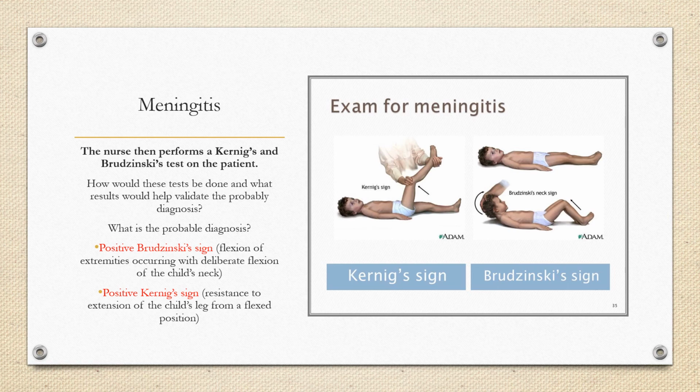A positive Brudzinski sign is when you flex the extremities, the neck immediately will flex in reaction to that. Positive Kernig's sign is a resistance to the extension of the child's leg from a flexed position. In other words, the leg will not straighten without considerable pain.